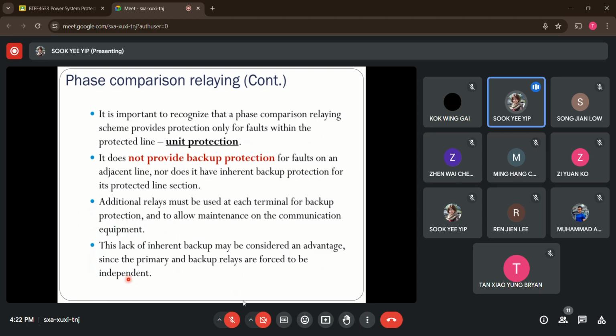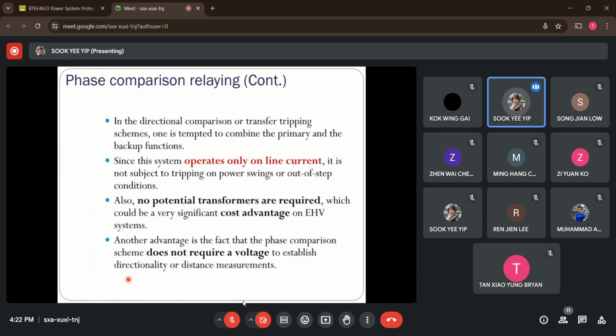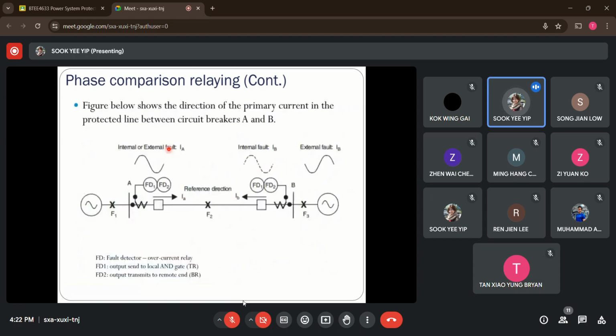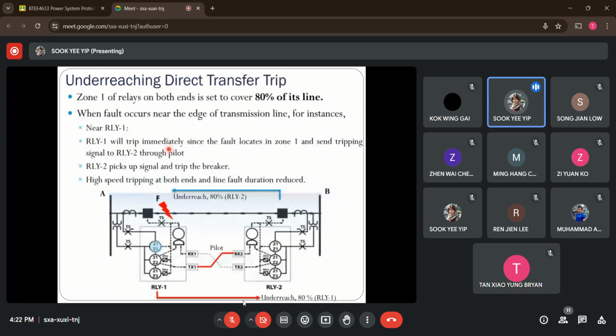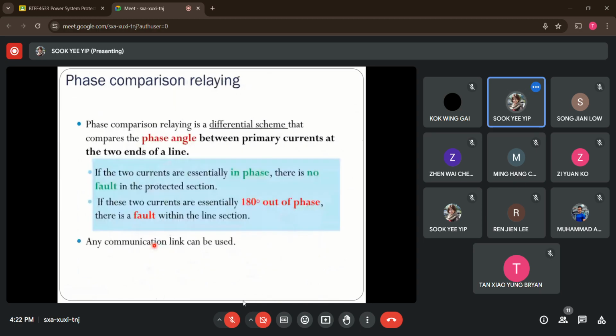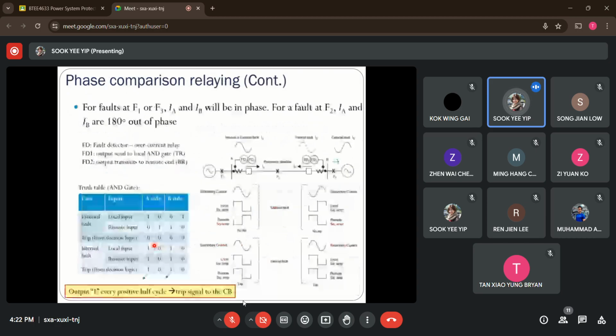There is no need for coordination with each other. All right, so moving on here, if we compare with directional comparison schemes or even with the direct transfer trip, these two schemes actually work by combining both primary and backup protection. So this is easy to understand. As you can see, for direct under-reaching transfer trip, we have backup and primary protections working within the same terminal. But for the phase comparison scheme, we don't have this.